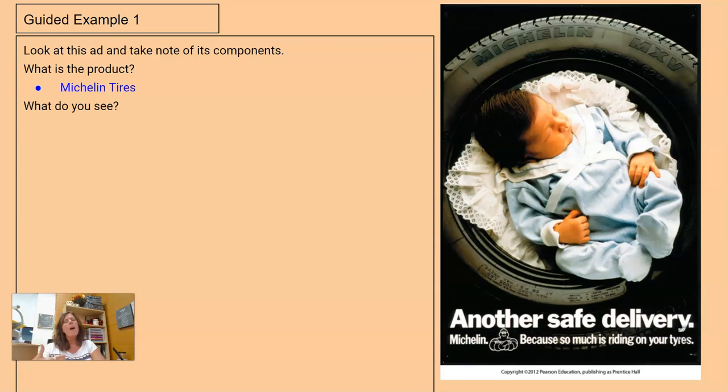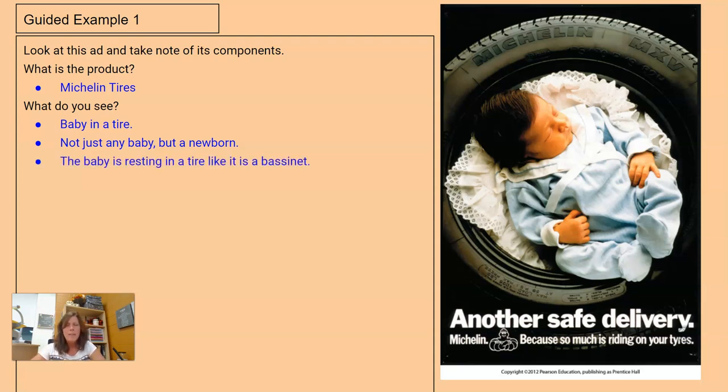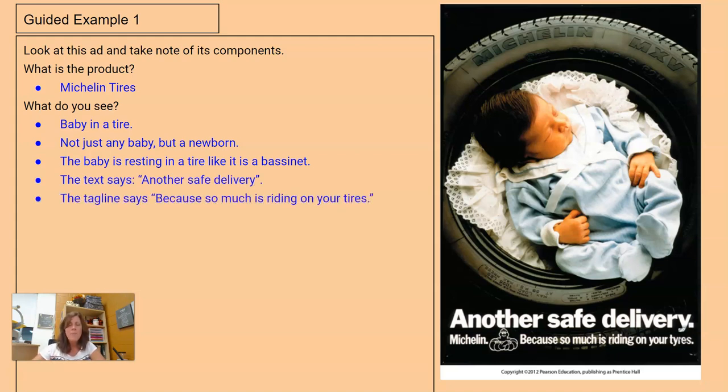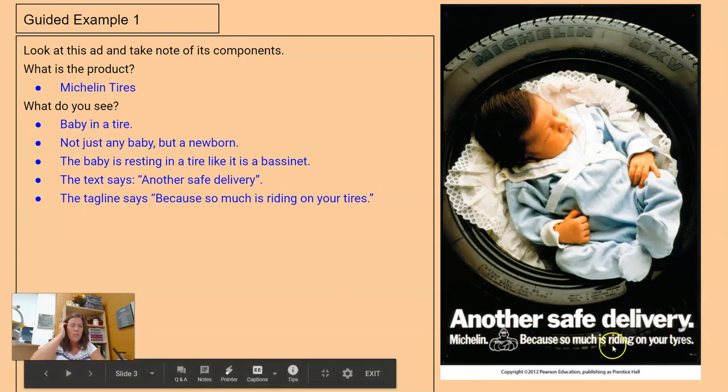So let's summarize what we see. First, I see a baby in a tire. Something else that stands out to me, it's not just any baby, it's a newborn baby. Think about how small that baby has to be to fit in that little teeny circle in that tire. And the baby is resting in the tire like it's a bassinet. Notice the little white pillow underneath the baby and all that good stuff. The text says another safe delivery. The tagline says, because so much is riding on your tires.